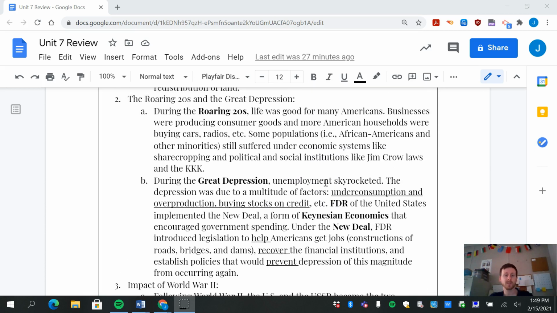Now, when you look at other parts of the world, and especially in the United States, before the Great Depression, you have a period of time known as the Roaring Twenties.